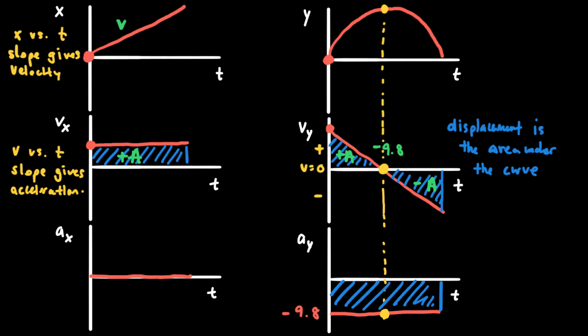Similarly, if you look at the acceleration versus time graph for the horizontal direction, there is no area under that curve, and that makes sense because the velocity is not changing. And so lastly, I'll add that the change in velocity is the area under the curve for the acceleration versus time graphs.